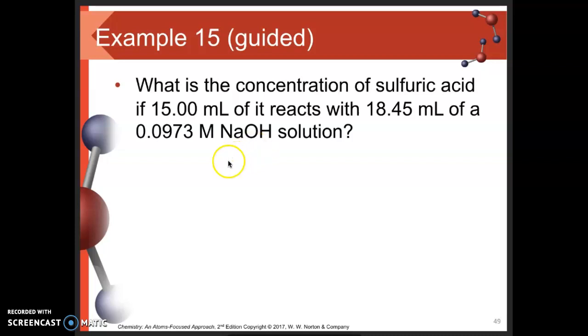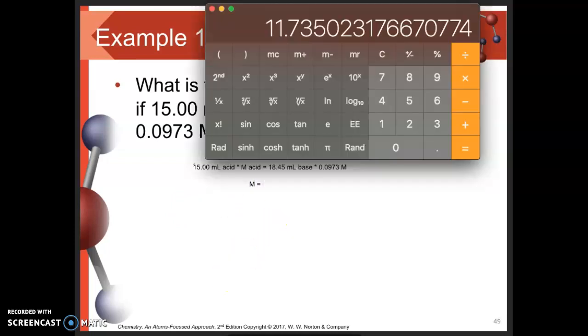Now, you might be compelled to say, okay, well, I know the dilution equation. I'm just going to throw this in here right now. I need 15 milliliters of acid times its concentration, which we don't know, is equal to 18.45 milliliters of the base times its concentration, 0.0973 molar, and solve for molarity and come up with an answer.